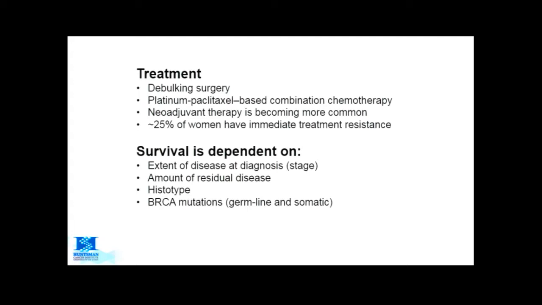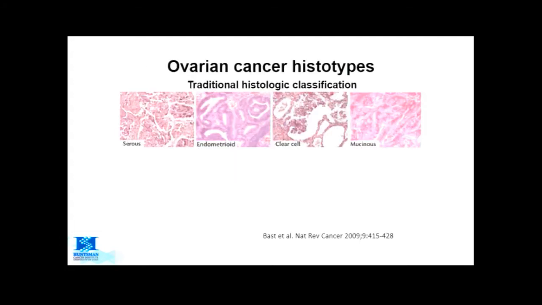Treatment consists of removing the tumor from the peritoneal cavity and platinum Taxol combination therapy, which hasn't been very effective over time, actually. Neoadjuvant therapy is common in some places, but it's controversial. And there's a lot of interest in doing immunotherapy in this disease. So survival is dependent on the amount of disease at diagnosis, but then how much of the disease is able to be removed and what's remaining.